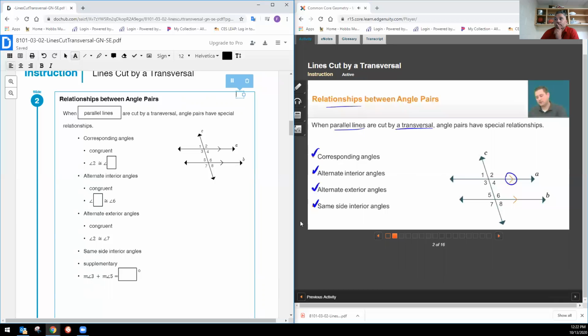Notice the arrows on the lines. I know they're parallel because they're marked with those arrows. They've got to be marked. I shouldn't make the assumption that they are parallel. I should always trust what's given to me as information.